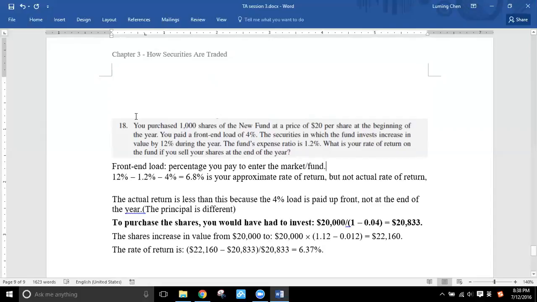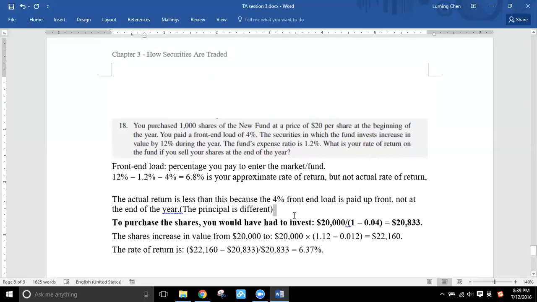Most people will calculate the rate of return by using the gross return, 12%, minus the expenses, 1.2%, and minus the front-end load of 4%, which gives you 6.8%. But this is not your actual return. This is an approximate rate of return. The actual return is less than this because the 4% front-end load is paid upfront, not at the end of the year. So the principal is different.